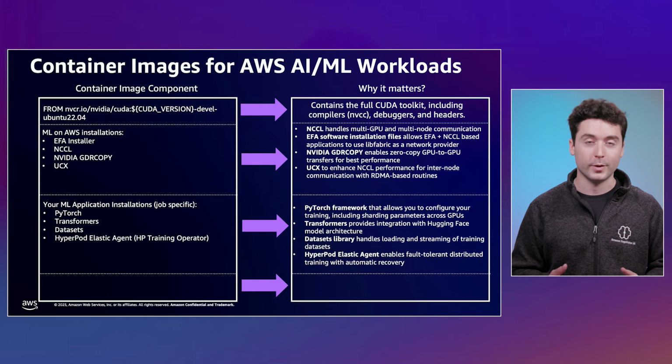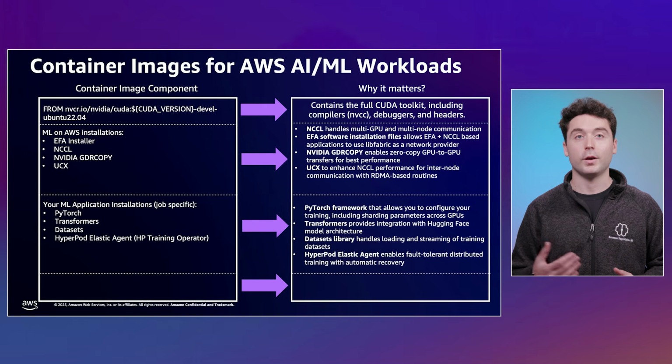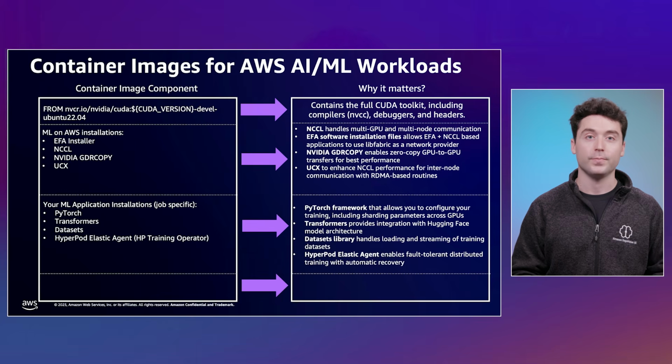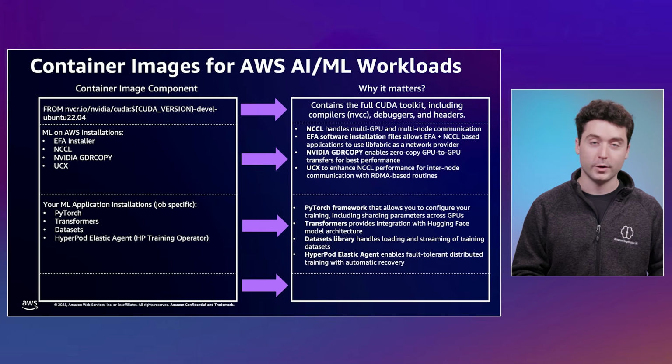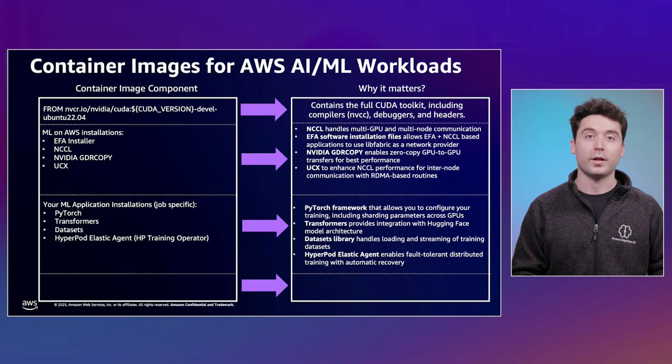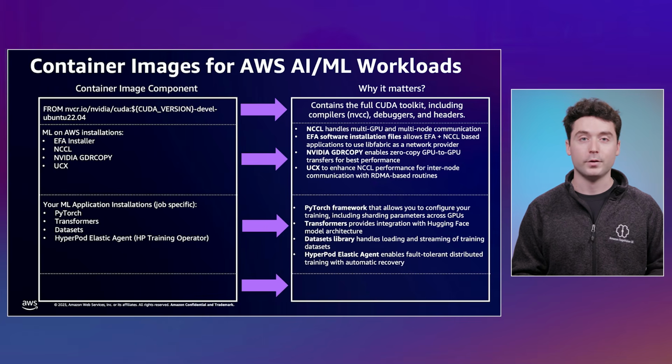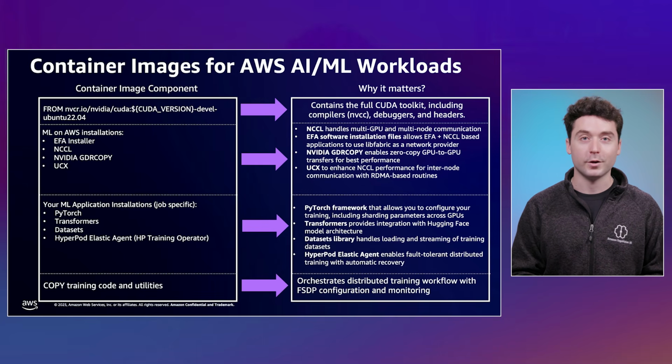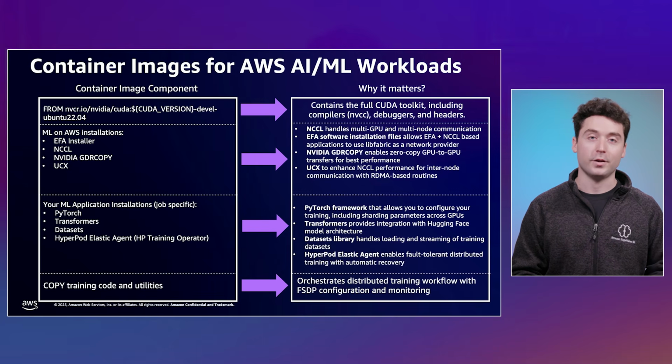On top, we add our ML stack, which is the libraries and requirements for our specific job. This includes the Torch library with FSDP for distributed training, the transformers for model handling, the datasets library if you want to stream a dataset from Hugging Face, and HyperPod's Elastic Agent for the HyperPod training operator. Finally, we are copying our training code and utilities into the container image.